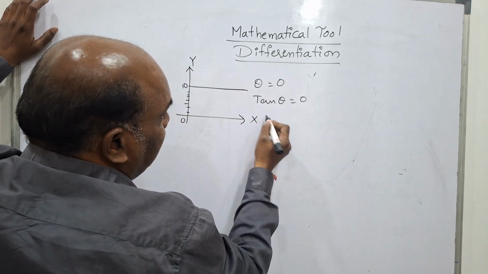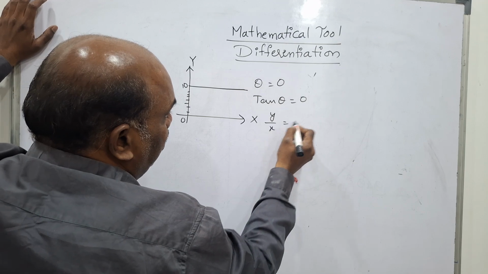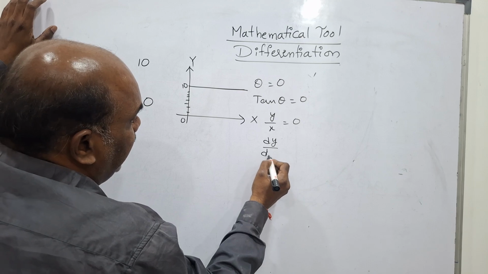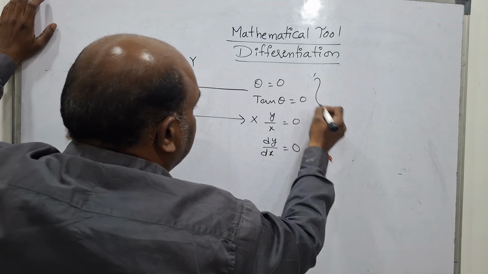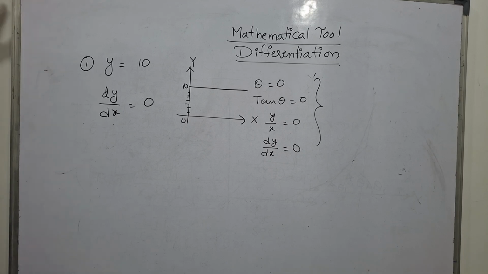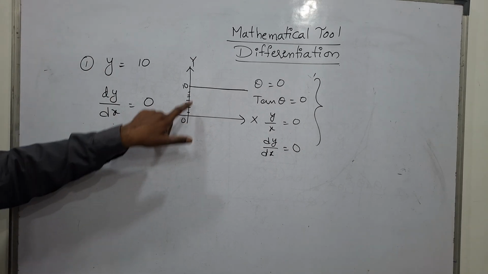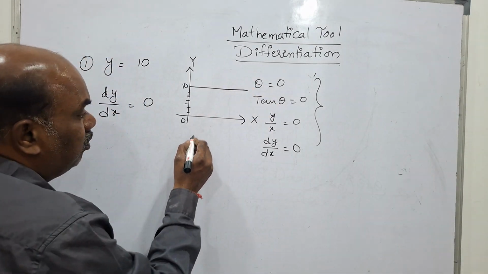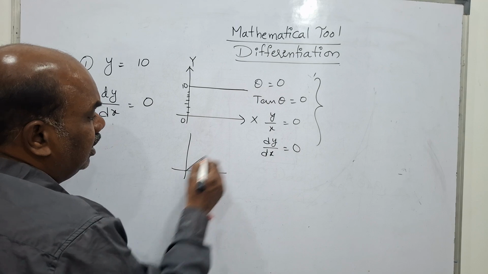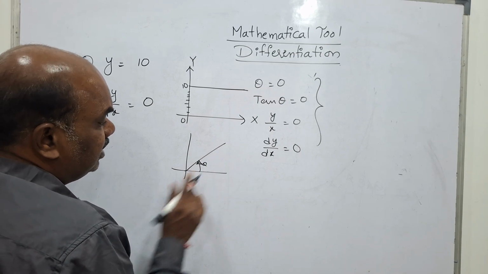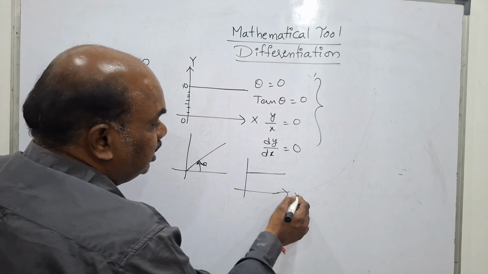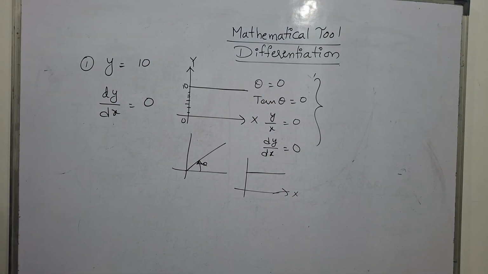Tan theta is 0 means what? Y-axis by x-axis is 0. What is y-axis by x-axis? It means dy by dx. Small change in y by small change in x is 0. This is the meaning of this sentence. Y is equal to 10 means on the y-axis it is 10 units, but the x-axis is constant. For theta, what should you know? It should make some angle with the positive x-axis, but the graph is given as a straight line, so it is not making any angle with the positive x-axis. Hence theta is 0. Clear, beta? Please note down.